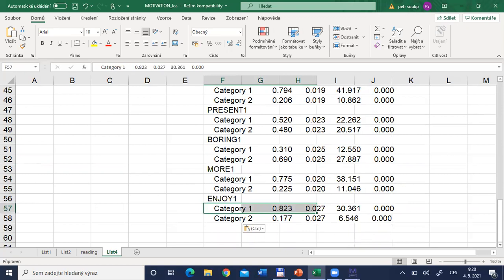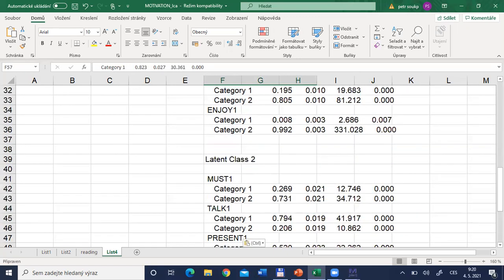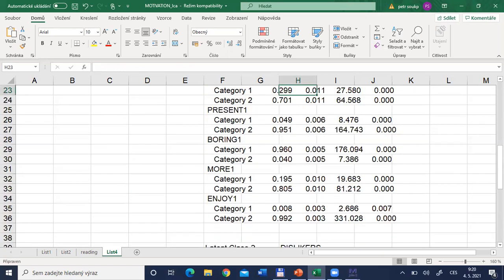So I would call this second class, what could be the name? Dislikers. Yeah, so I would call it dislikers. One general comment: if you are performing only a two class solution, you would every time get quite totally opposite classes. And if you get more and more classes, you would get, of course, some classes that are somewhere between these two opposite types. So that's the general rule for latent classes.